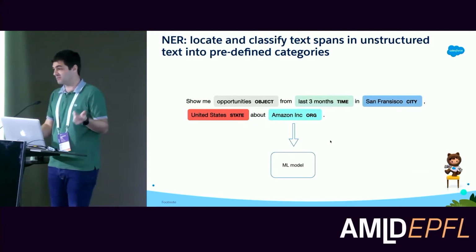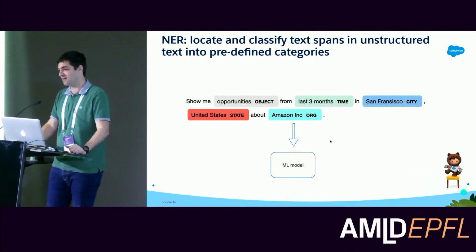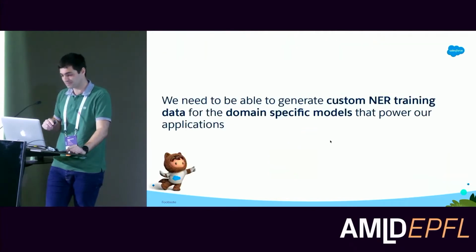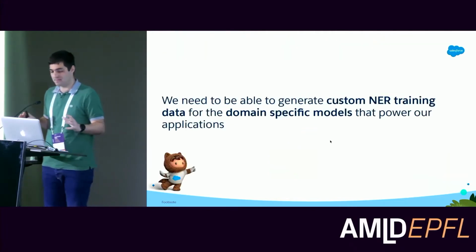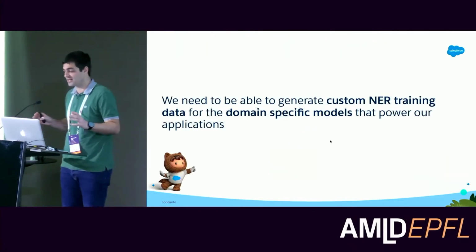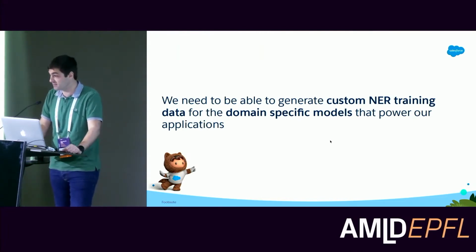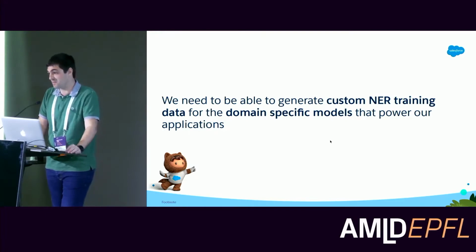Two ways to do it. Go, sit down, and label data. Half of the team leaves the room. Or find another way that is cheaper so that you can get this data. And this is what this talk is about. Just to summarize my claim here, we need to be able to generate custom NER training data for the domain-specific models of the applications that you are building. And yes, we have this need.